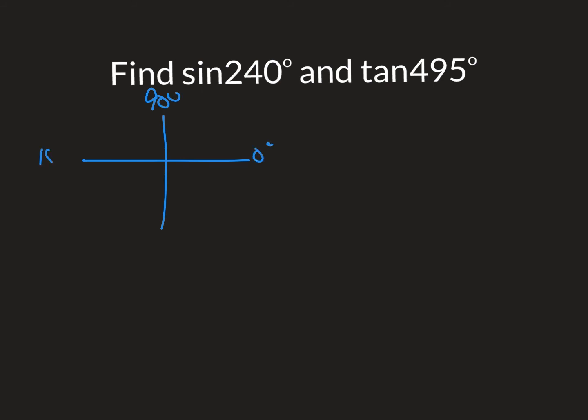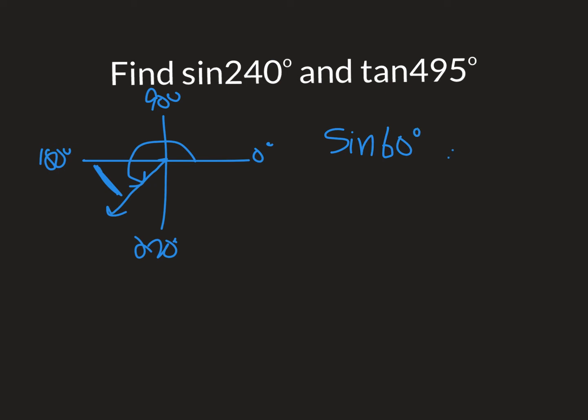That's 180, 270. Okay, so 240 is going to be almost a 270. It's going to be right there. So there's my angle. Okay, so here goes. How far is it from the x-axis? It's 60 degrees. So what I'm going to really do is find sine 60 degrees.